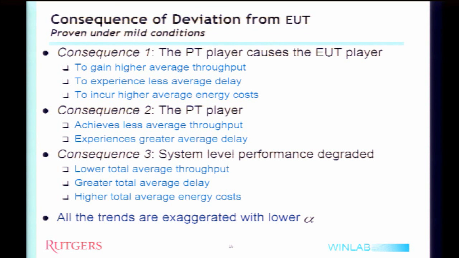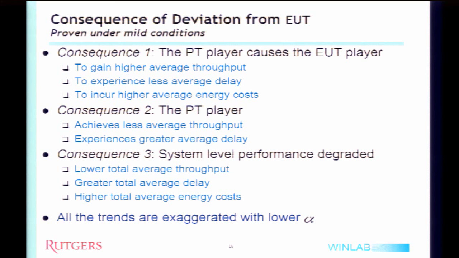Okay, we have observed and proven these consequences of deviation from EUT under some mild conditions. Consequence one is that the introduction of the PT player causes the EUT player in the heterogeneous game to gain higher average throughput, to experience less average delay, but to incur higher average energy cost. The second consequence is that the PT player itself in the heterogeneous game achieves less average throughput and experiences greater average delay than the EUT player in the heterogeneous game.